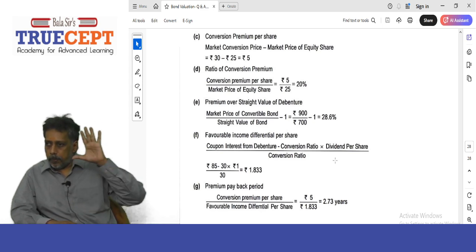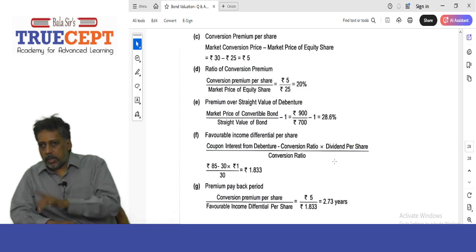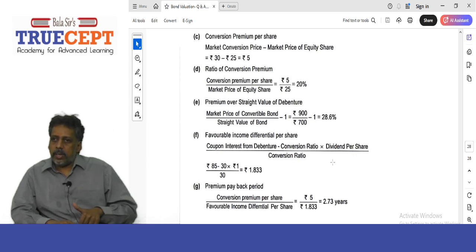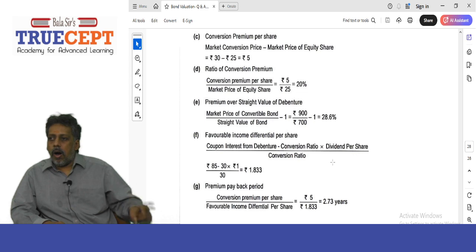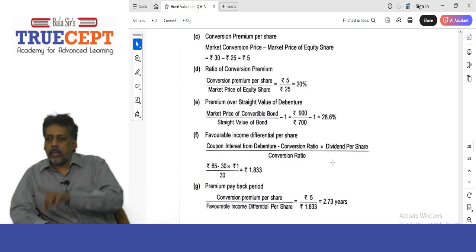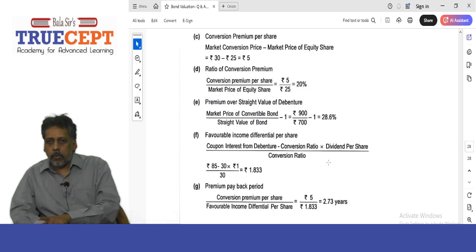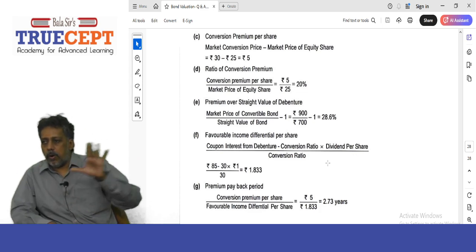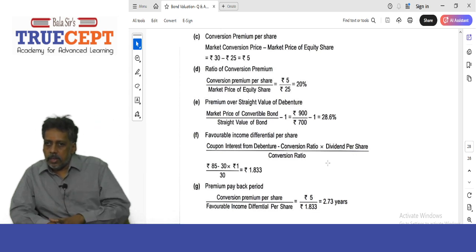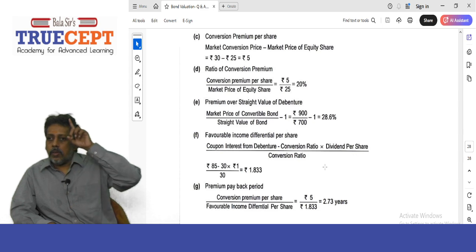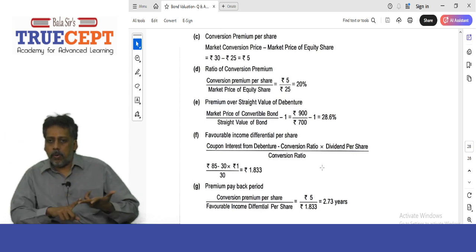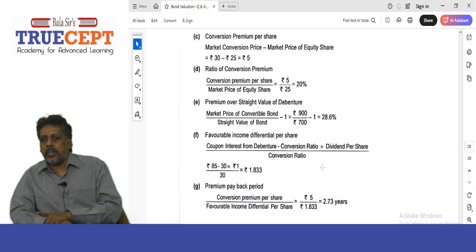Got it? Yes, sir. I repeat, straight value of the bond is nothing but the present value of all the bond cash flows discounted, okay? Discounted at a rate applicable for a non-convertible bond. Is that fine? Yes, sir. That is discounting all the bond cash flows using the yield applicable for a non-convertible bond. That is the straight value of the bond. Okay? How much? 700. And there is a sum later where you are supposed to find the straight value. They will give the discount rate applicable for a non-convertible bond. Okay? Yes, sir. That is 700.